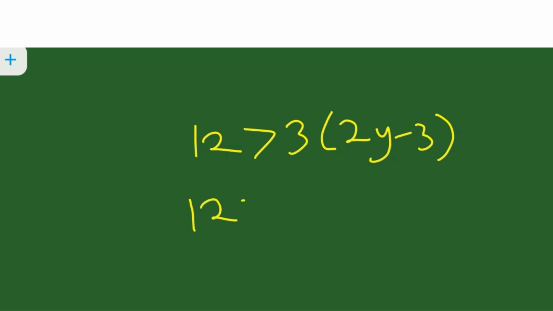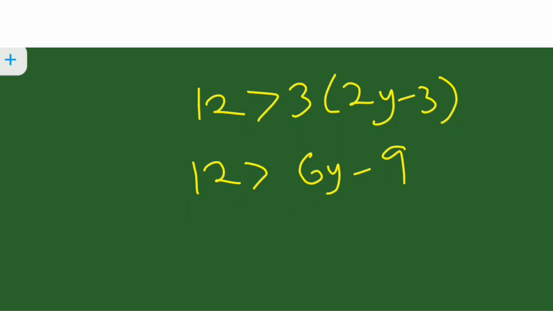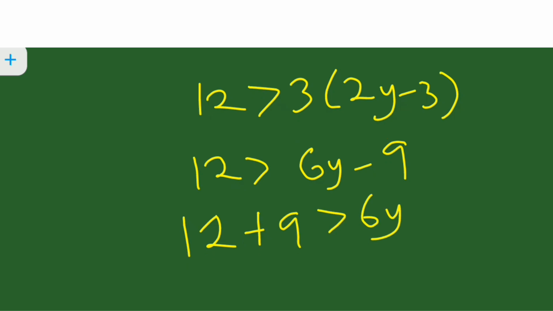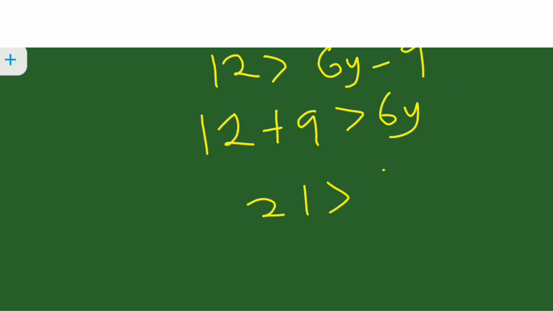So normal process, just expand the brackets. 3 times 2y, that was 6y, minus 9. Take the like terms here: 12 plus 9. This 9 is coming here, that's why it's 12 plus 9. So this will be 21 greater than 6y.